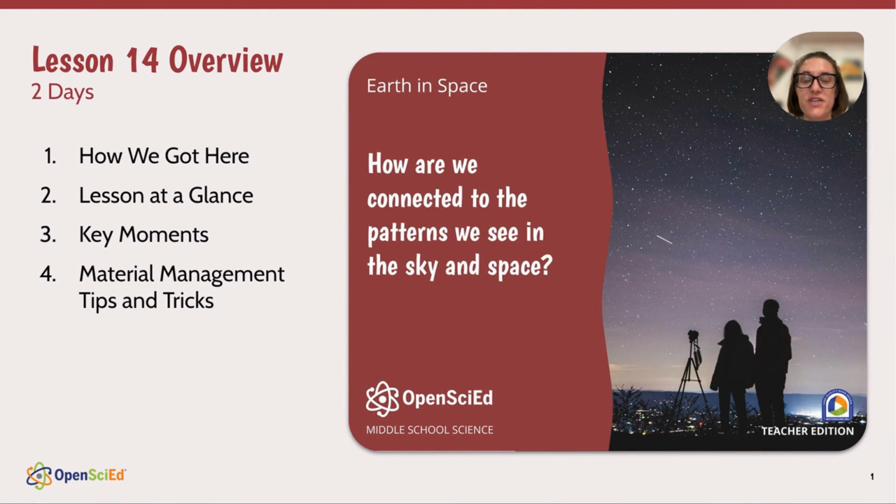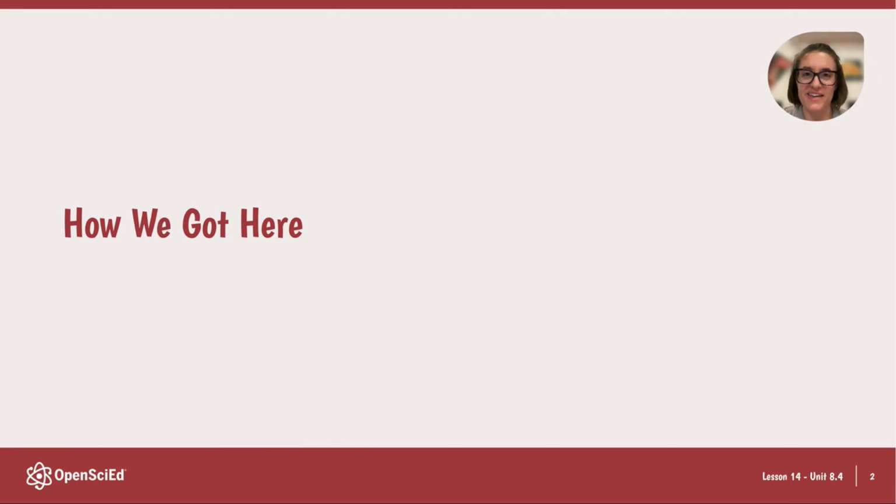I'm an OpenSciEd teacher and facilitator, and I'm here to discuss with you Lesson 14 of the 8.4 unit, Earth and Space. What I really enjoy about this lesson is the simulation in which students get to change a bunch of different factors and see how gravity is affected and what happens to the orbits of the two objects in space.